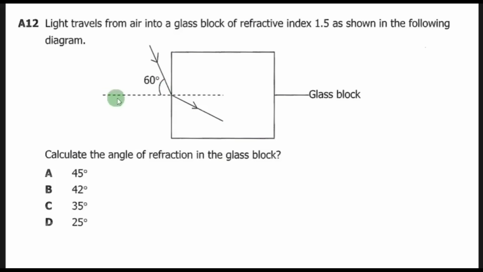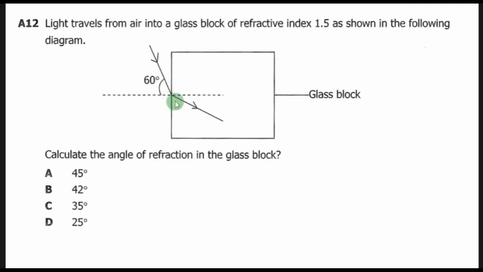This line here represents what we call the normal. The normal is always at right angles to the surface. Then this ray is called the incident ray, and the angle between the normal and the incident ray is called the incidence angle, or the angle of incidence.